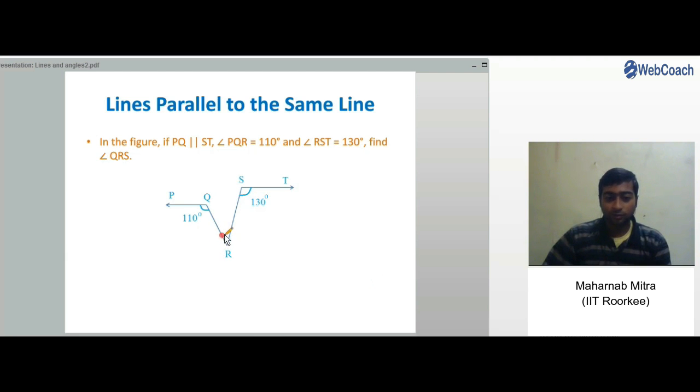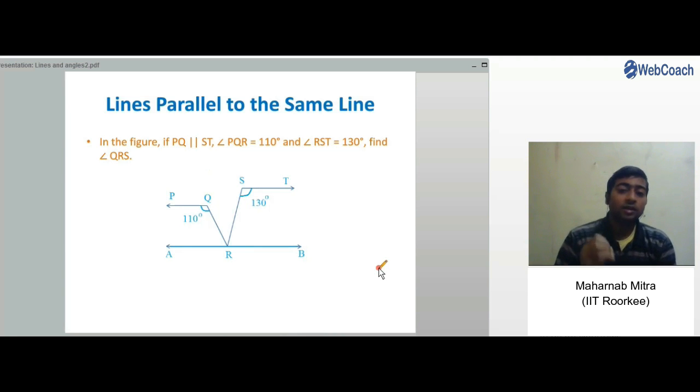You can see we have to find this angle, but in no way can you see either a corresponding angle or a co-interior angle or something else, right? Directly you cannot find it out. So this question needs some construction. So what we have constructed, again we have constructed a line AB, but now we have constructed it such that it passes through the point R and is parallel to PQ and ST. AB is parallel to PQ and ST. So we have got three parallel lines, more than two parallel lines, and we are going to use the concept once again.